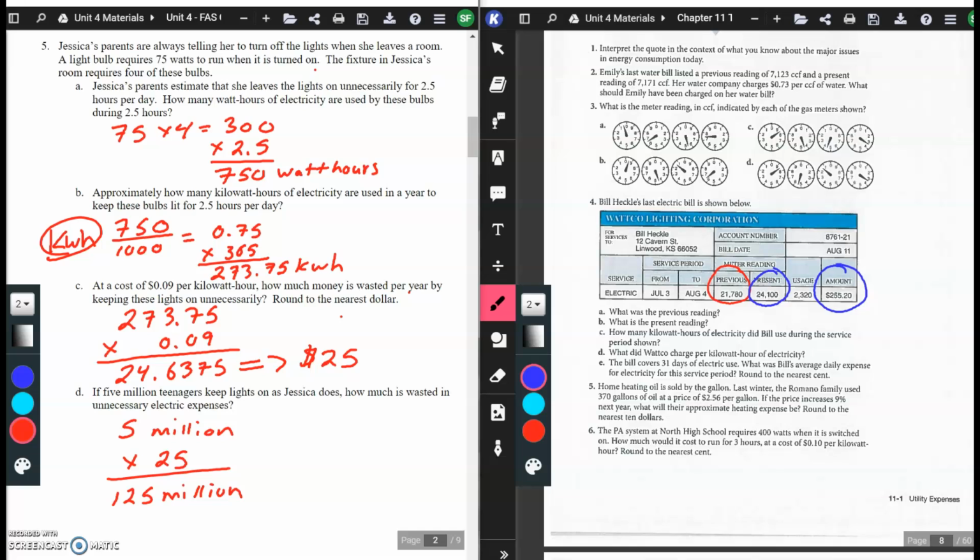If 5 million teenagers keep lights on, as Jessica does, how much is wasted unnecessarily on electric expenses? So 5 million teenagers times $25 is $125 million of wasted electricity.